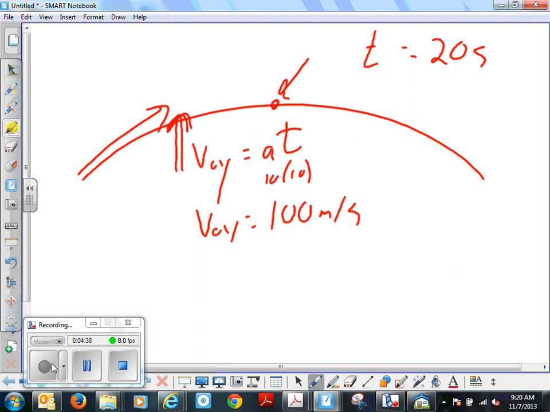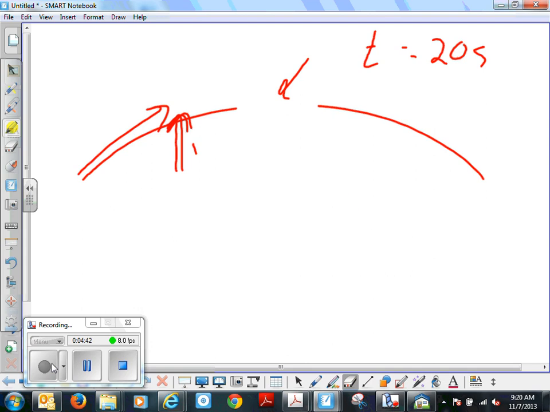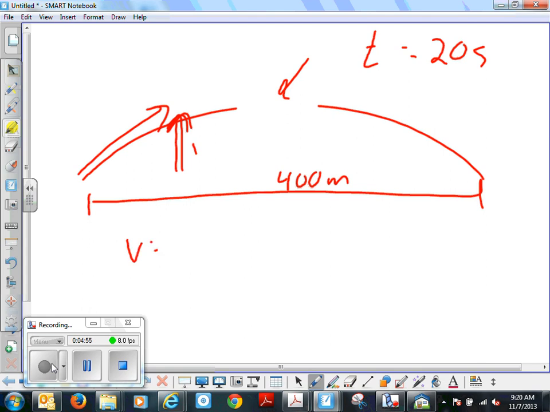Right? Well, here's the other part. Let's say that I know that this thing goes 400 meters. Okay, so you can just use your simple velocity equals displacement per time, knowing that this velocity doesn't change if it's in the x direction. There's no force that's not completely perpendicular to that.